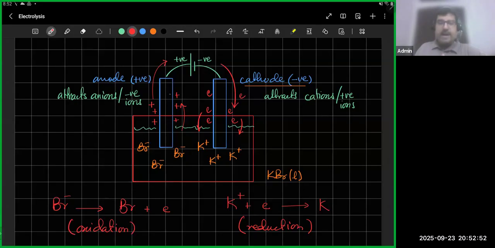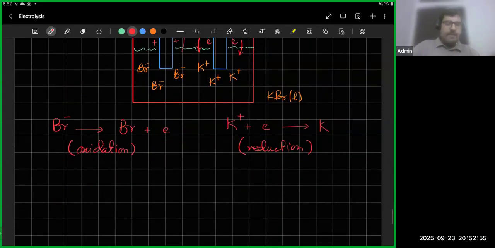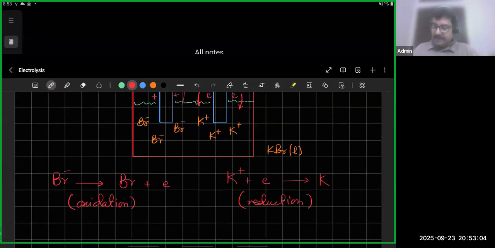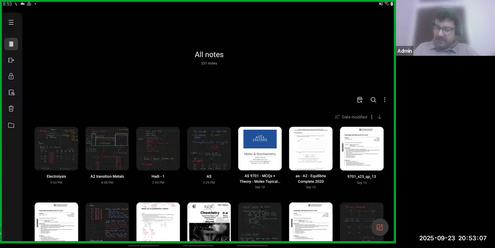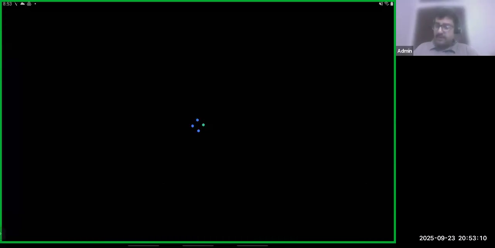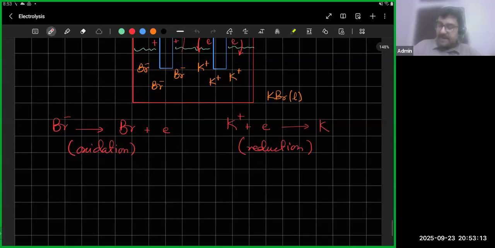Now there's only one problem, and that problem is that the bromide ions are diatomic, which means that they will never exist as single atoms. They'll always be existing as diatomic molecules. So there has to be two Br- ions, and they would together lose two electrons, and it will form two Br atoms, which will join together to form a Br2 diatomic molecule.